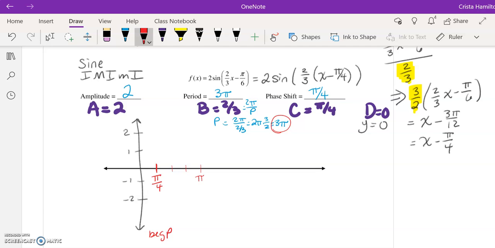This would be kind of where pi is. Now that section right there kind of gives you, if we continue it out, here would be 2 pi, here would be 3 pi. And now remember, I need to go exactly 3 pi away from pi over 4.